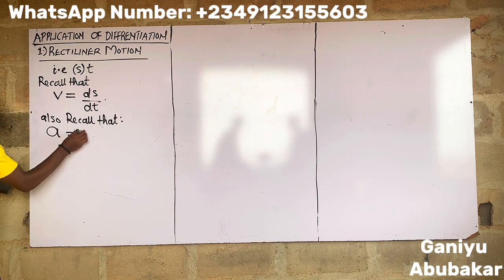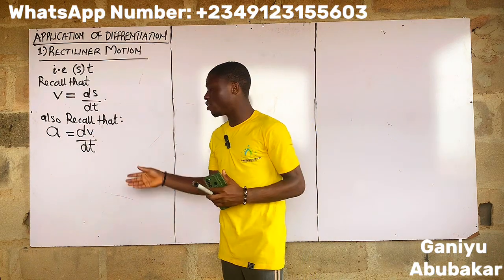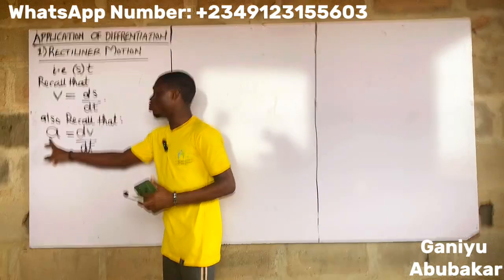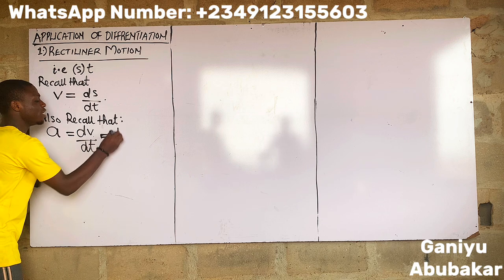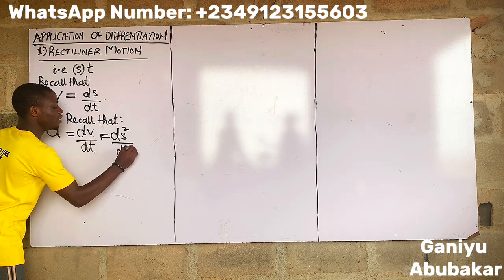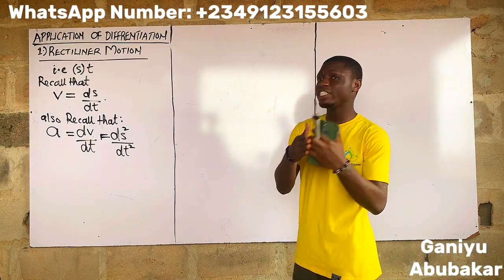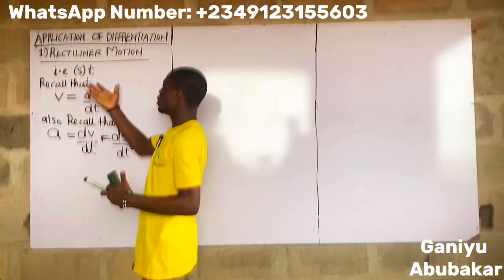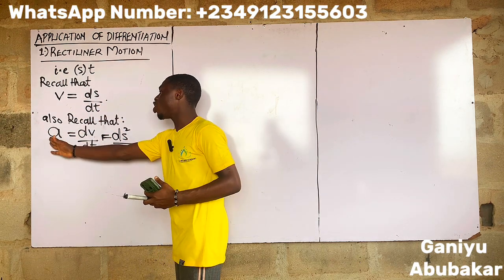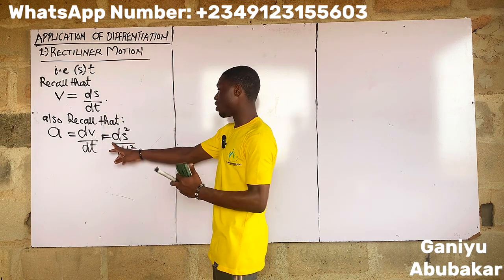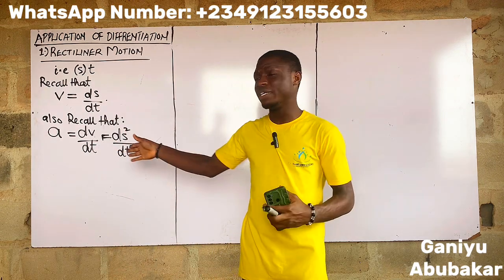Also recall that acceleration a is the rate of change of velocity. So mathematically, acceleration is equal to dv over dt, and I can express this in terms of d squared x over dt squared. So I have this major equation here. Given displacement as a function of time, velocity is the rate of change of displacement, and acceleration is the rate of change of velocity, so I can express acceleration as d squared s over dt squared. What do I mean with all this?